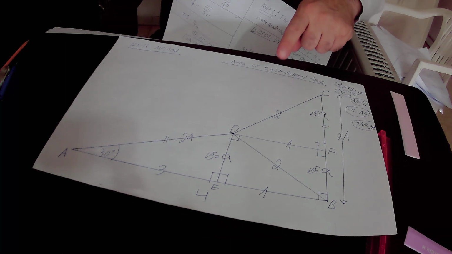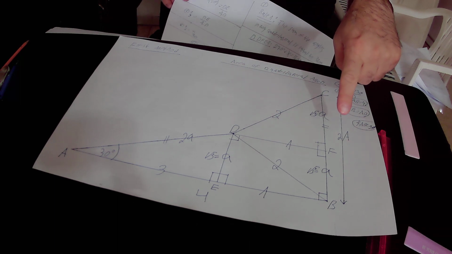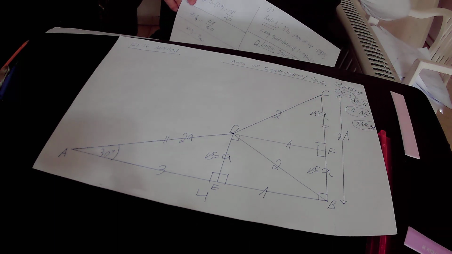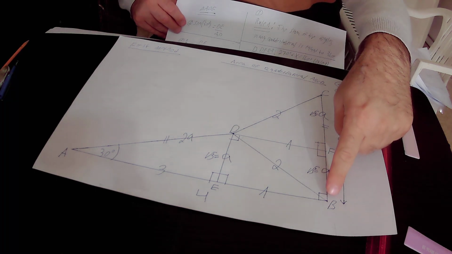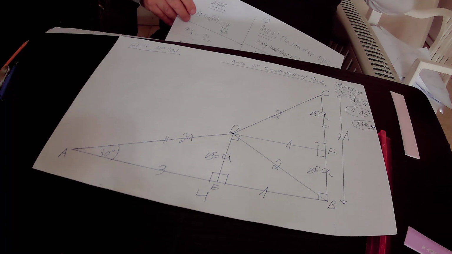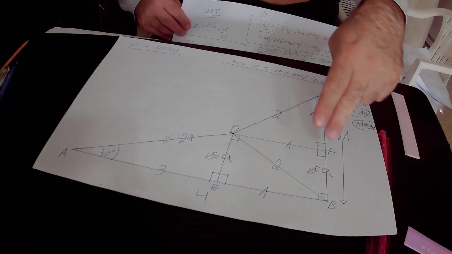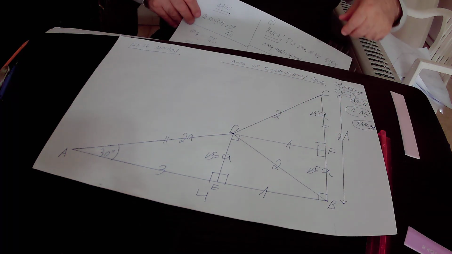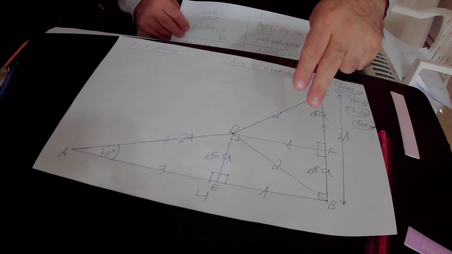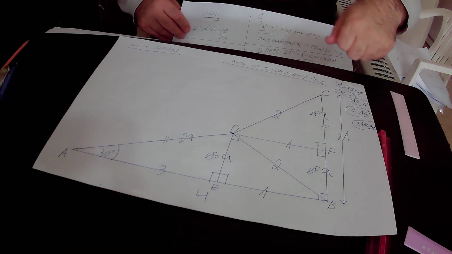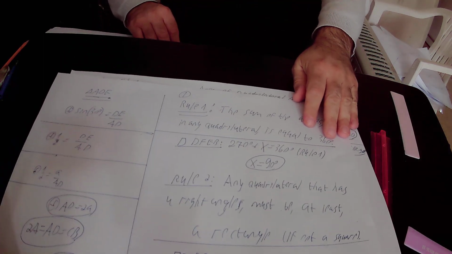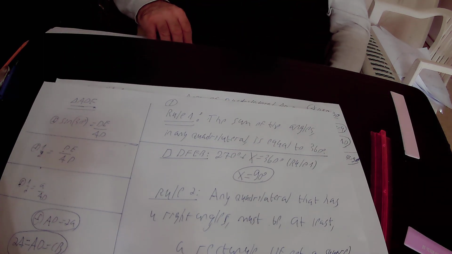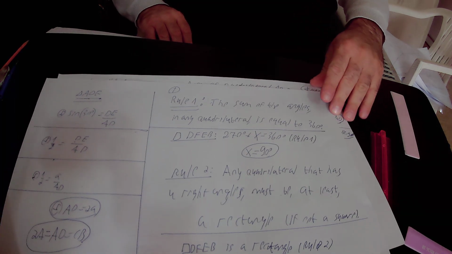Then we drew a perpendicular from point D to CB, so this angle equals 90 degrees. And angle CBA equals 90 degrees, as given in the question. We drew two perpendiculars from point D, so quadrilateral DFEB has three right angles, and I presented to you rule number 1. According to rule number 1, the sum of the angles in any quadrilateral is equal to 360 degrees.